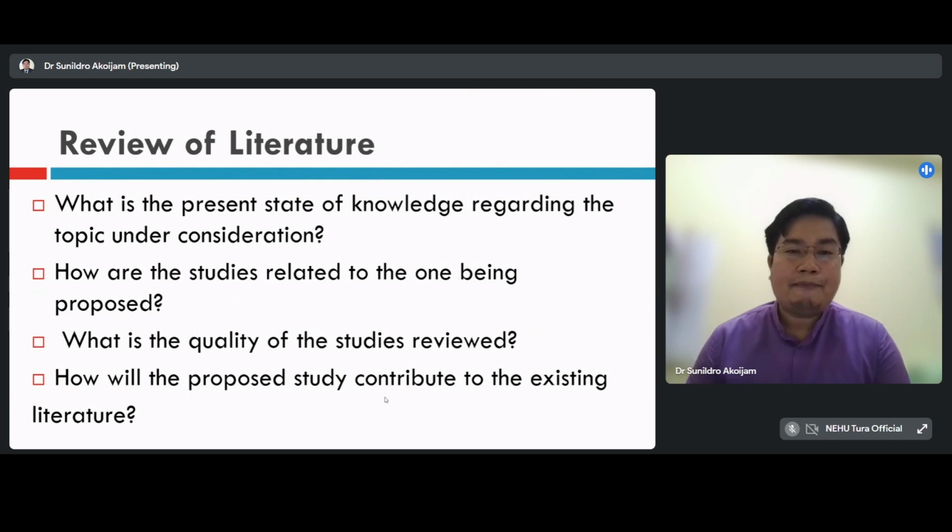After compilation, what you have to do is analyze, compare several researches, and see what are the common things, what are the different things, and you should try to bring out the research gap, whether the research that you are proposing, that you are planning, will have certain value or not. It will be derived from the review of literature.